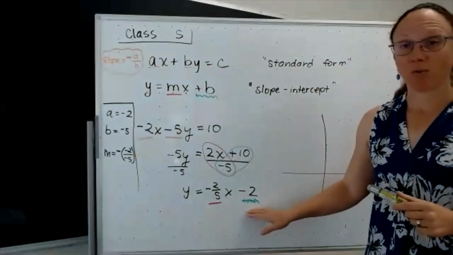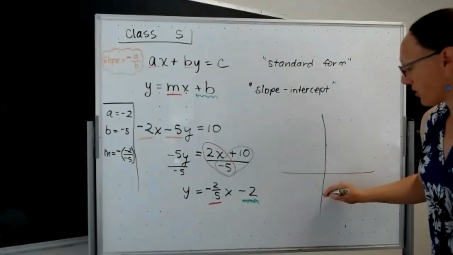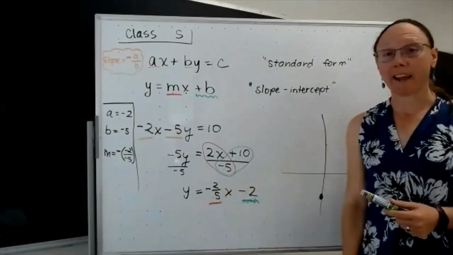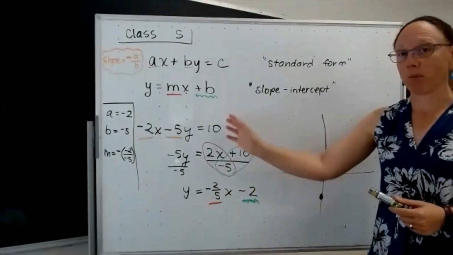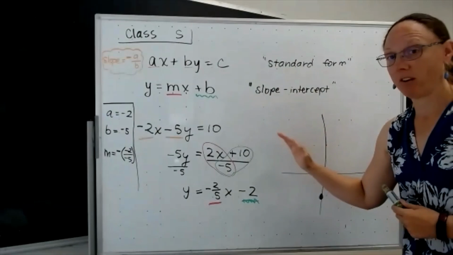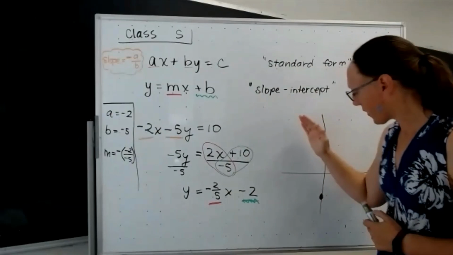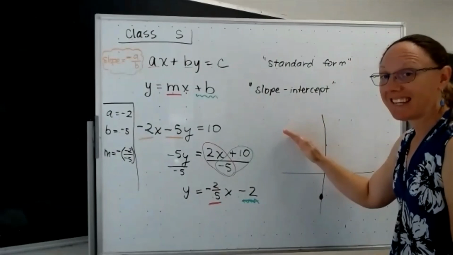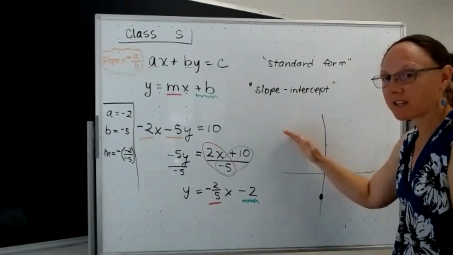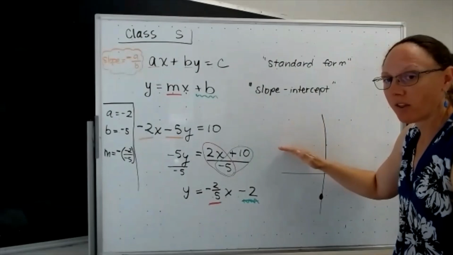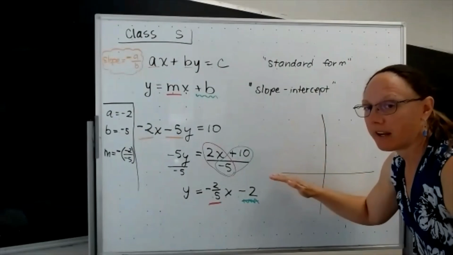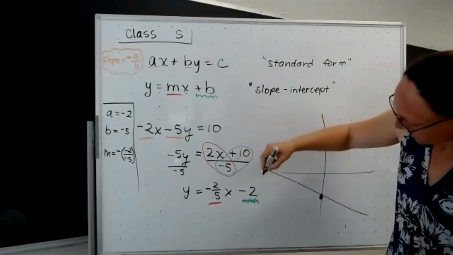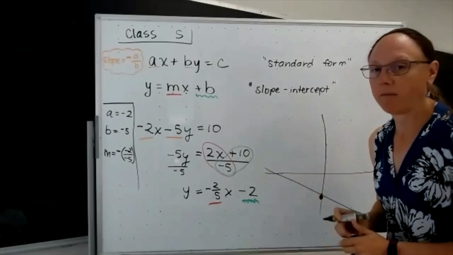I'm shifted down 2, so I know that I should be somewhere down here for that y-intercept. My slope is negative, so I know that as I move from left to right, I have to be going down. And then that's a slope of 1. 2/5 is less than 1, which means my slope will be more shallow than that. And it's shifted down here. So something that looks like that.